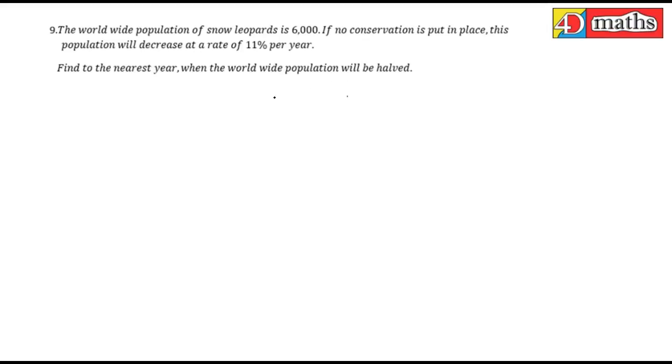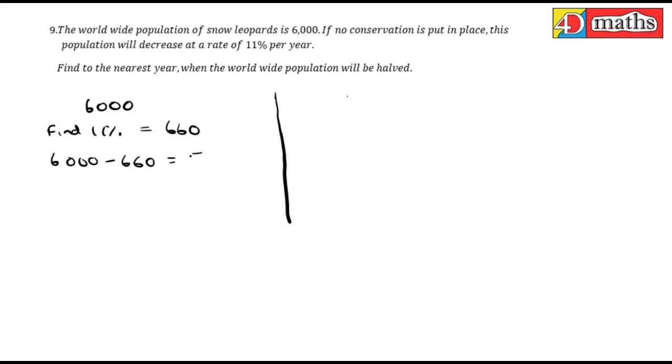Okay, so there's two ways of doing this question. You could do it the slow way, which is working out 11% every year. So find 11%, which is 660. Subtract it off it, so 6,000 minus 660, and you get 5340. And then that's year 1, that's how many there is. And then you do the same again, 5340, find 11%, and continue on down along, okay?